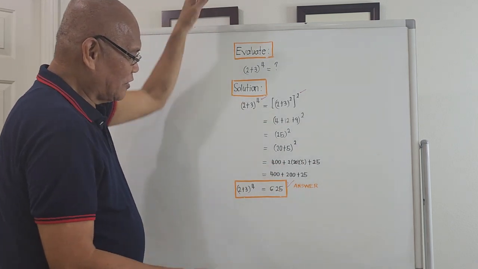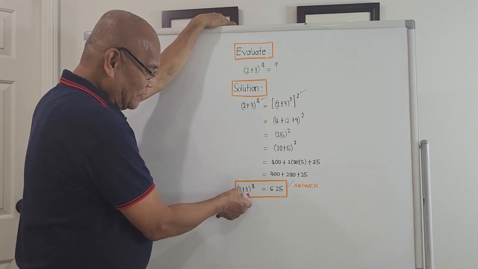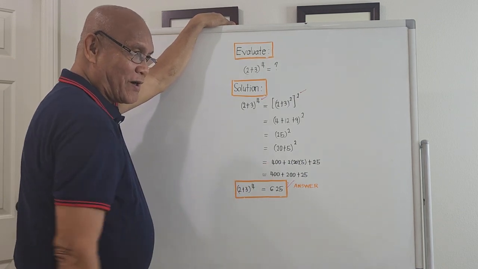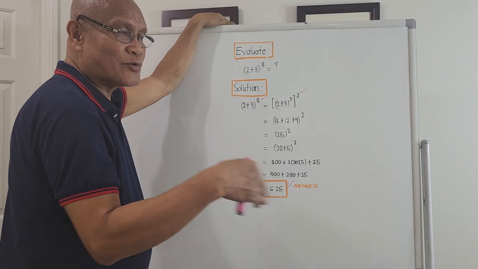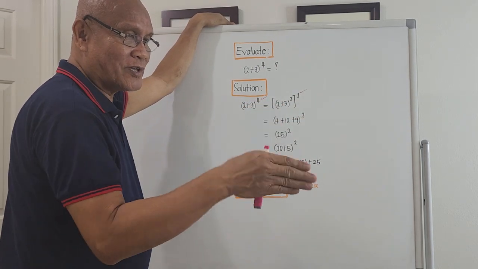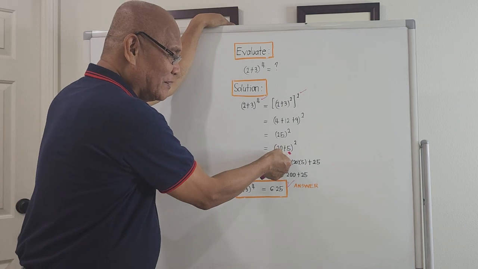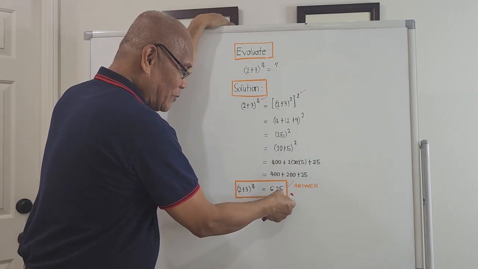Or it can easily be seen as 2 + 3 is actually 5, right? 5 times 5 is 25. So 25 squared is 625. But if you try to use the binomial theorem, the solution is still the same.